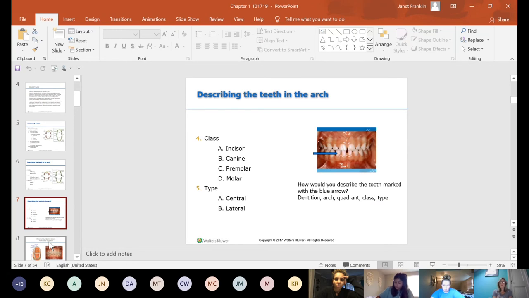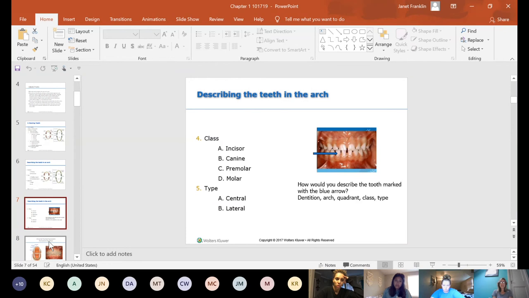And if there's more than one of that tooth type, you're going to use a descriptor. Do we mean central incisor or lateral incisor? Are we talking first molar, second molar, or third molar? So a tooth up here, you would say maxillary right first molar or maxillary right central incisor. Does that make sense to everybody?